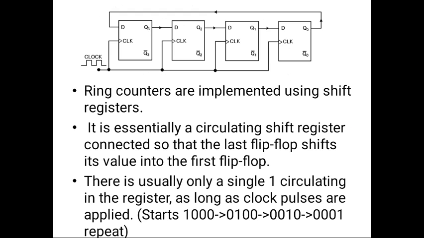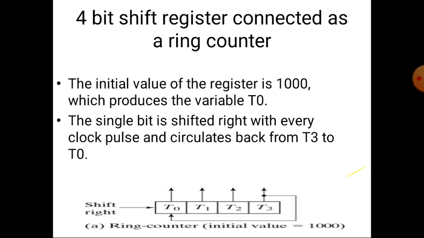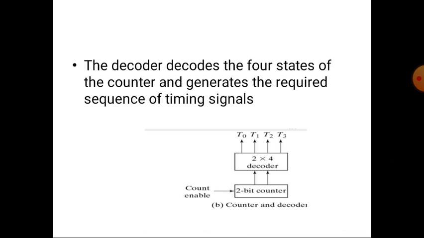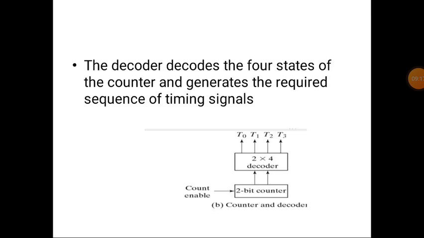In this figure here it is shown a positive edge clock pulse, here it is negative. If we connect it with a 0 here, then it is a negative clock pulse. In this figure a 0 is inserted here, so it indicates a negative clock pulse. So the diagram shows a negative edge transition, where a 1 is shifted from one location to another, and this is the state diagram.